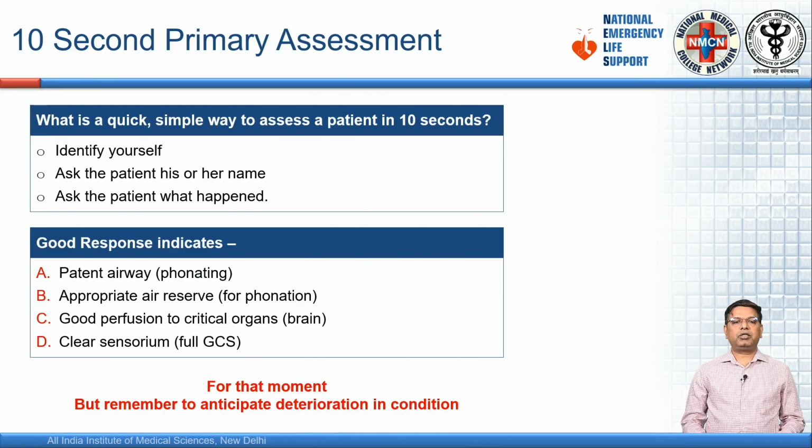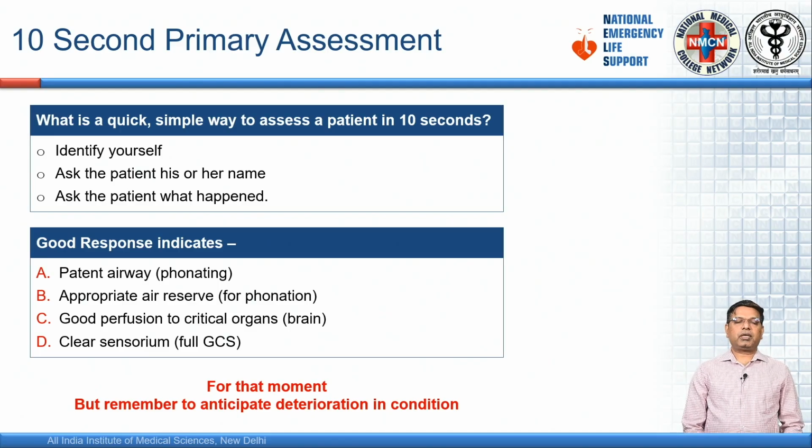So if he speaks his name correctly and tells what happened, or just tells the name correctly, that means he can vocalize, his airway is patent because he is speaking. If he has enough reserve in the chest, then only he can speak. So B is also fine. He cannot speak or understand things properly unless the brain is functioning. But the brain functions when you have good circulation, and oxygen supply and glucose supply are good. That means C is also good, D is also good.